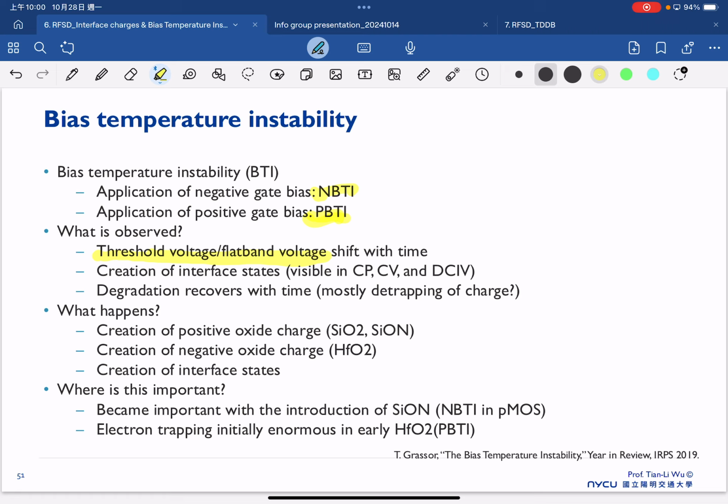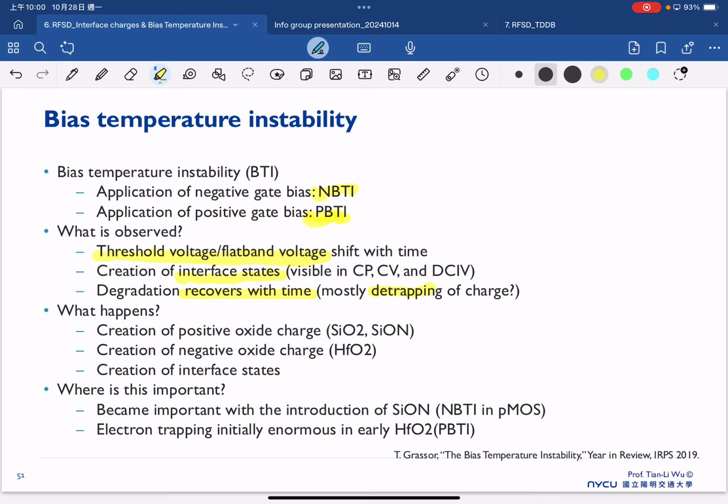And one of the easiest ways, but for sure easy doesn't mean always true, is that people try to use interface states to explain why we have BTI. But in the end, it is not a complete truth because we found out that there are a lot of things beyond the interface state. And also, this degradation shows recovery with time, probably due to detrapping, but not all of it. Sometimes it is not limited to detrapping as well.